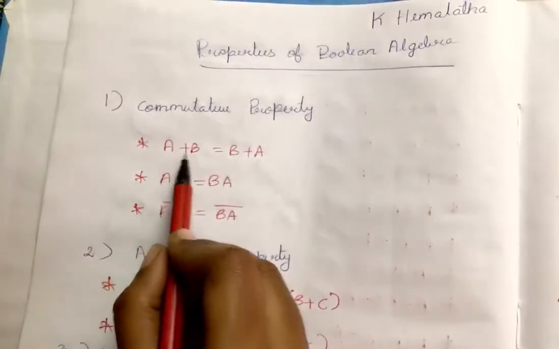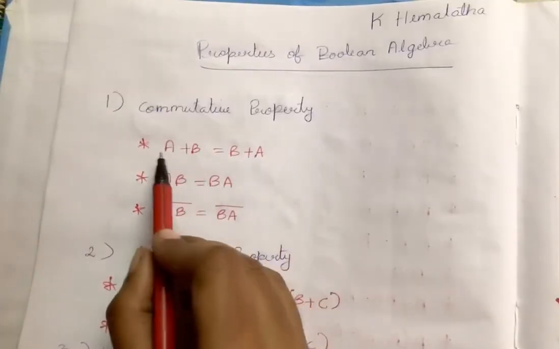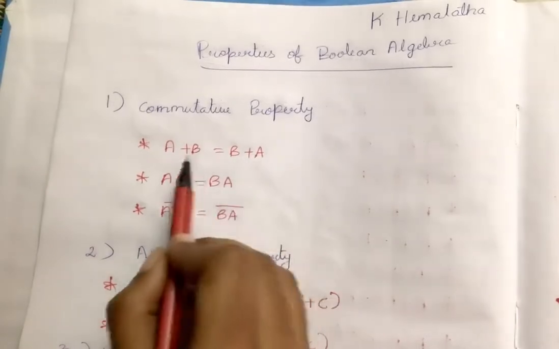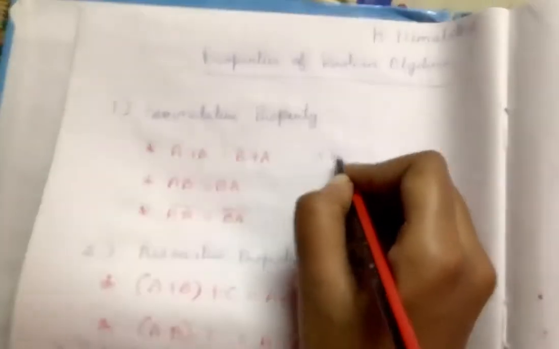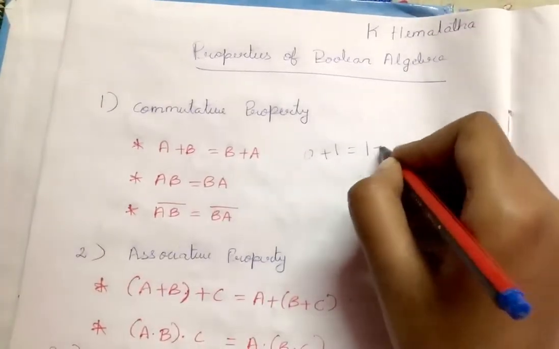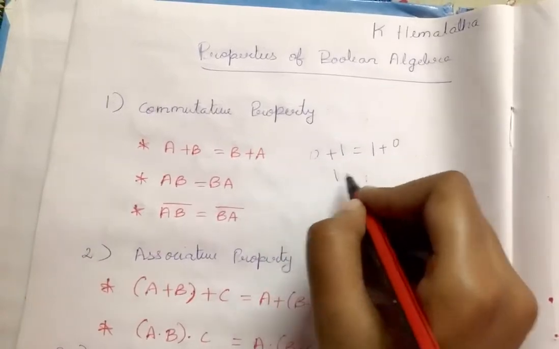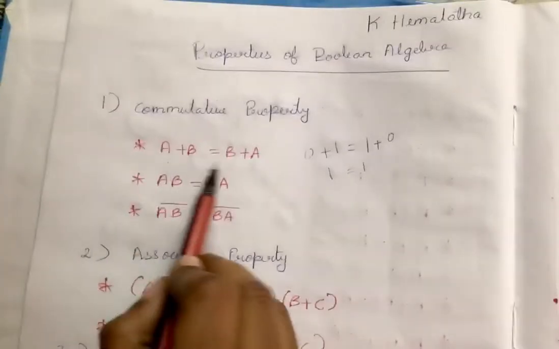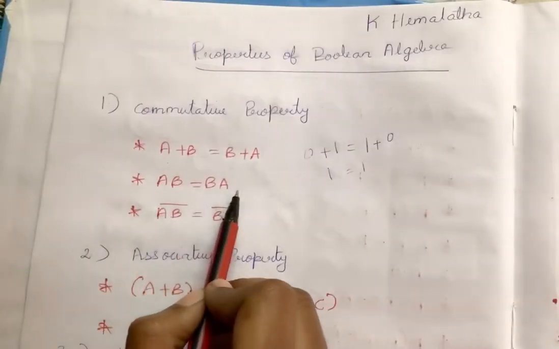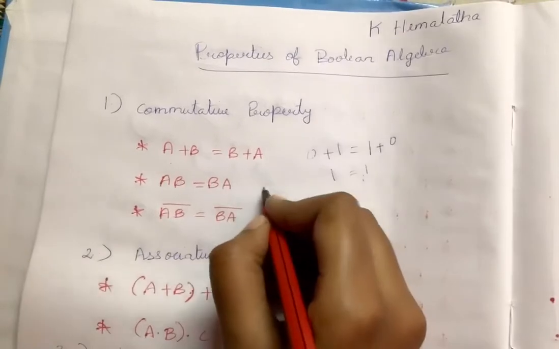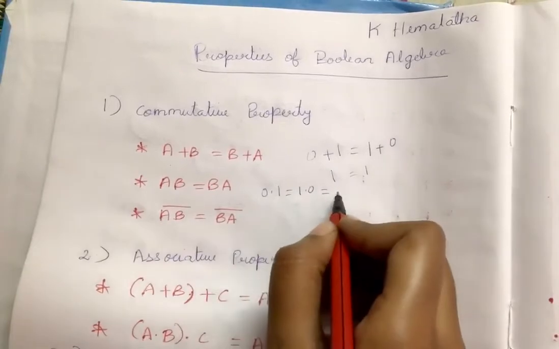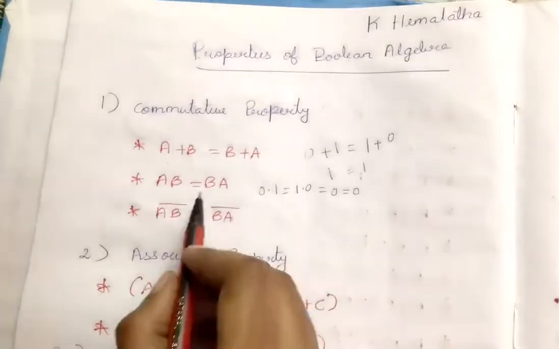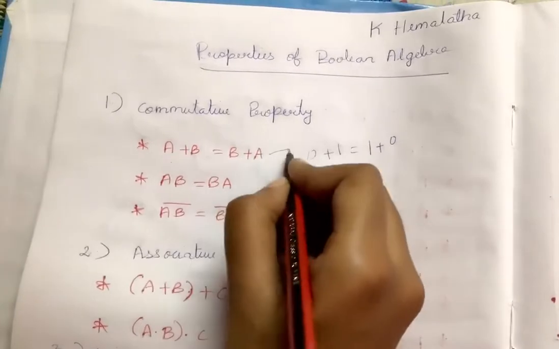A plus B is equal to B plus A. Whatever form you write in, these two operations are right. We will take one value. 0 plus 1 is equal to 1 plus 0. Whatever you do, you get the output as 1 only. And A into B is equal to B into A. Suppose 0 into 1 is equal to 1 into 0, both give 0 is equal to 0. So that is the commutative property, second property.